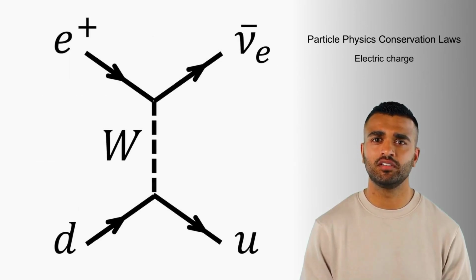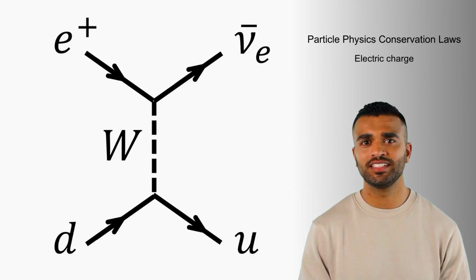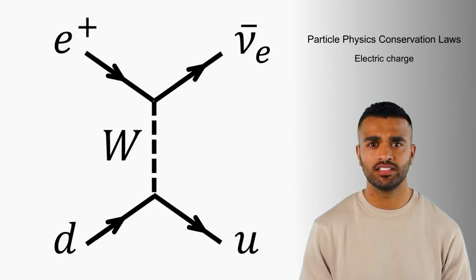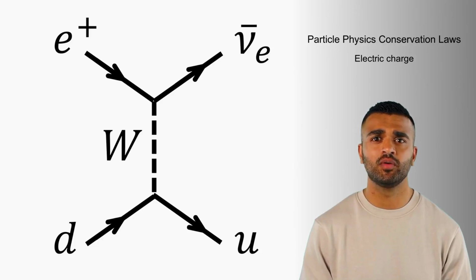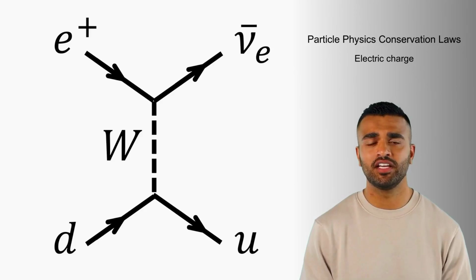Electric charge is conserved even with the fractional charges of quarks. Let us consider an example of a charged weak interaction process where a positron and a d quark exchange a W boson. With this interaction, the positron becomes an anti-electron neutrino and the d quark a u quark. Sum up the electric charges before and after the interaction.